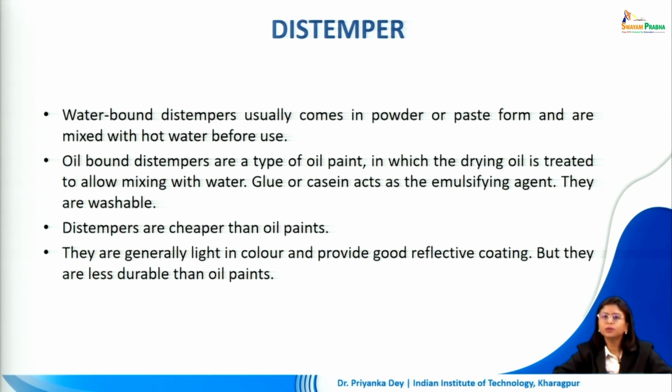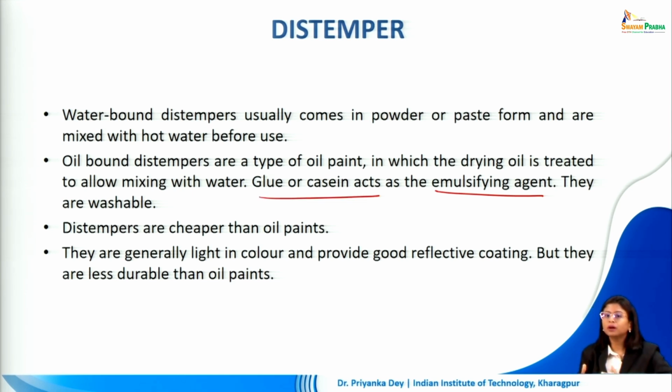Water-bound distempers usually come in powder form or paste form, and they are mixed with hot water just before using on site. Now, oil-bound distempers are a type of oil paint, in which the drying oil is treated to allow mixing with water. So, the difference between a conventional oil paint, which we've already studied, and a distemper is that we are chemically treating the oil paint such that the drying oil can later on site be mixed with water. Glue or casein acts as the emulsifying agent in this case, and they are very much washable.